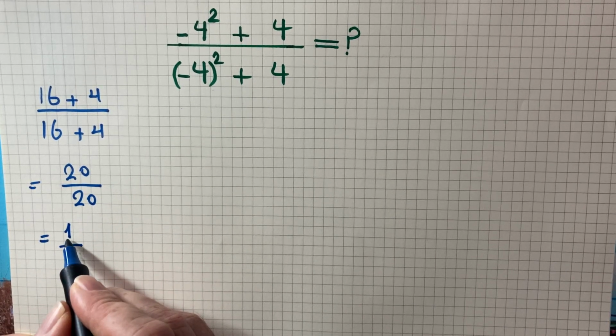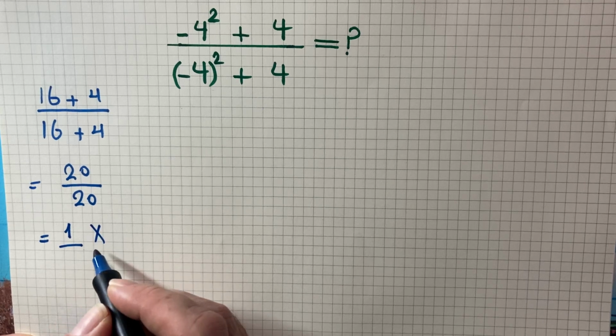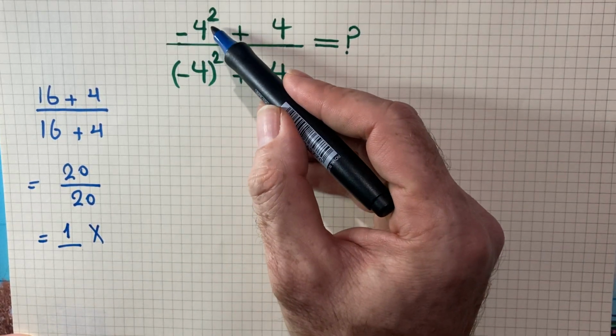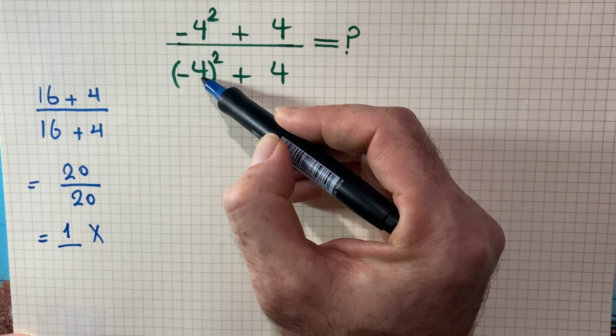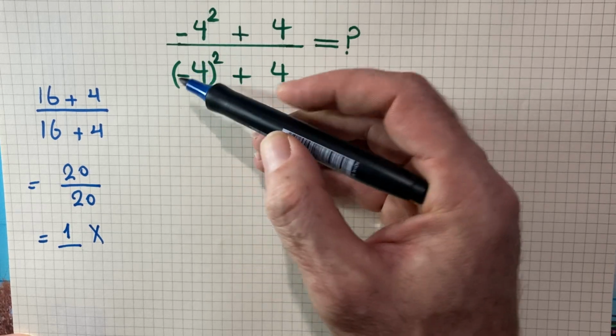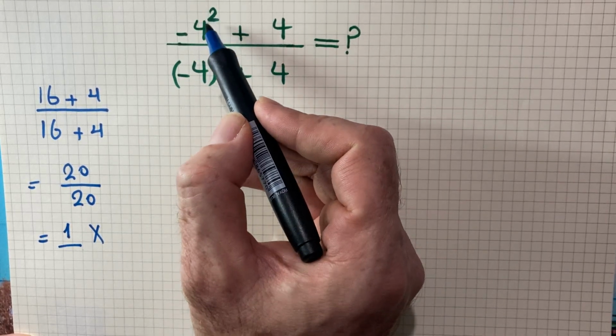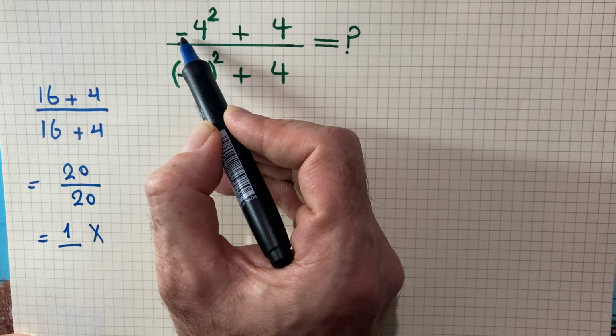If you thought the answer was 1, you are wrong. Why? Because we need to understand the difference between this term and this term. What is the difference between them? In this case, a square cares only about this 4, not the negative.